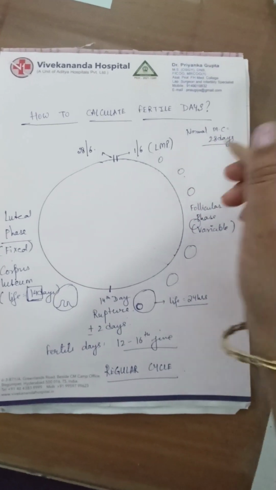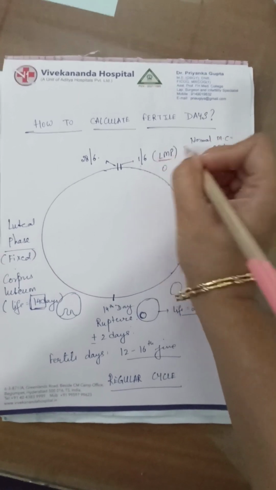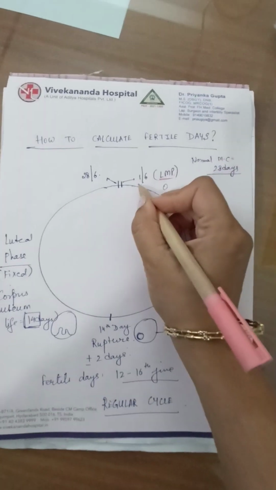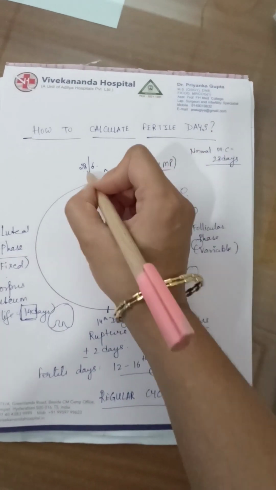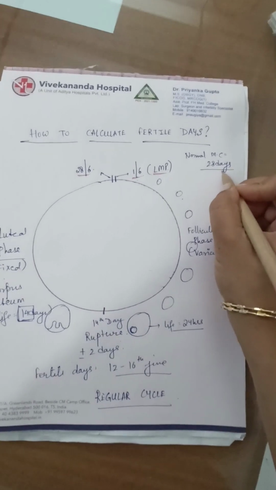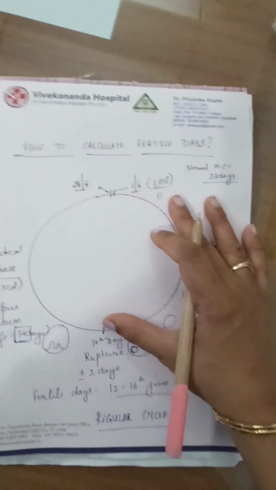See, a normal menstrual cycle is of 28 days. Okay. So now suppose a patient has got her last menstrual period that we call LMP. That is the first day of the periods. Suppose it is 1st June. And she knows that her next periods will come on 28 June because the cycle is regular, right? So in this case, how do we calculate the fertile days?